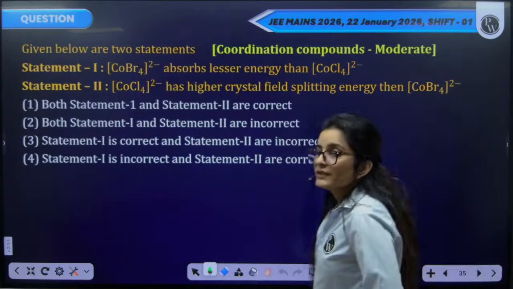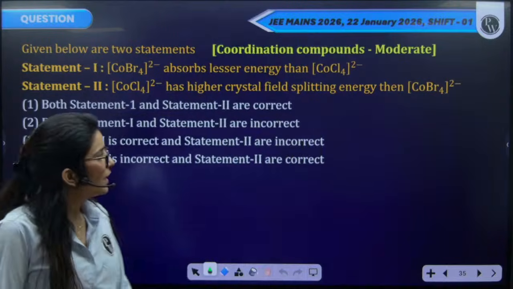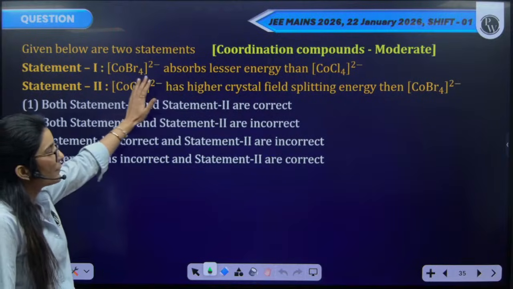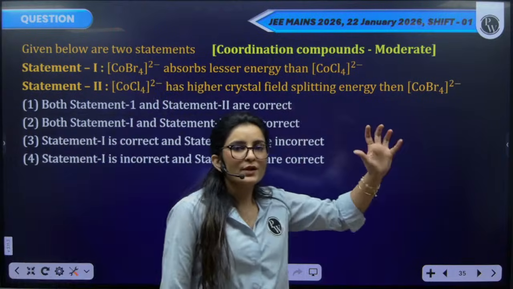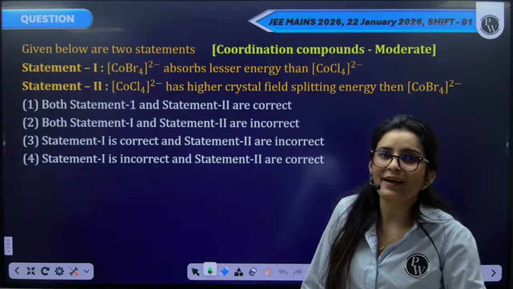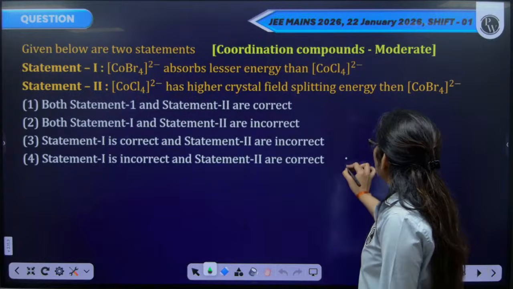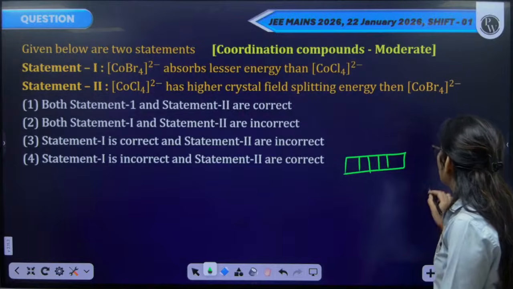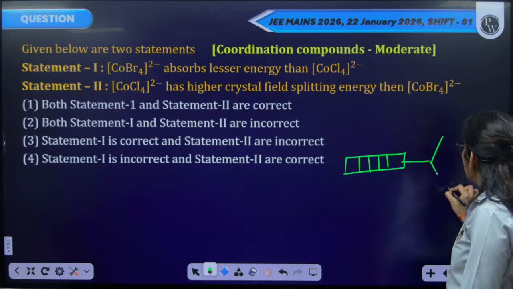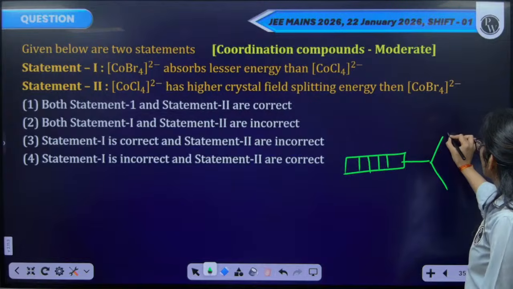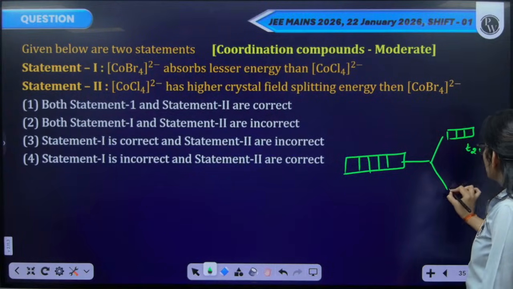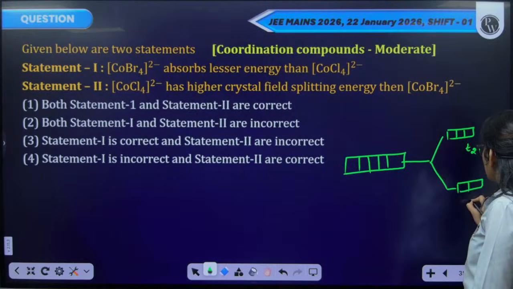Yeah, so this question is basically from coordination compounds. So if I talk about the given compounds, you can clearly see both the mentioned compounds are tetrahedral complexes. Okay, so you will have to show the splitting of the orbitals. Like in tetrahedral complexes, all the d orbitals will be splitting. How will they be splitting? T2 orbitals will be higher in energy and E orbitals will be lower in energy.